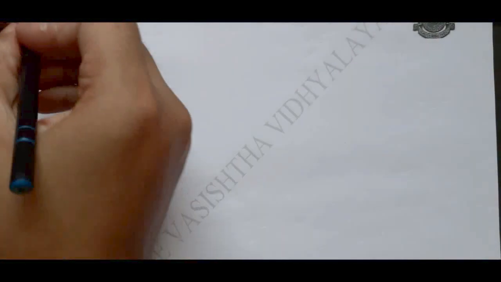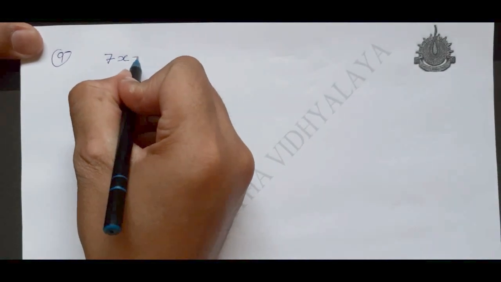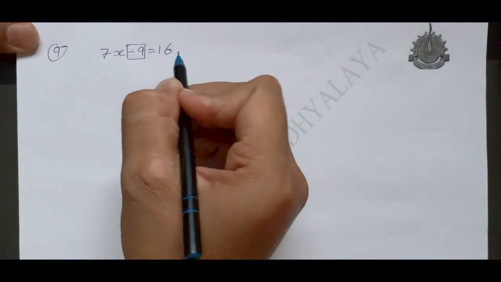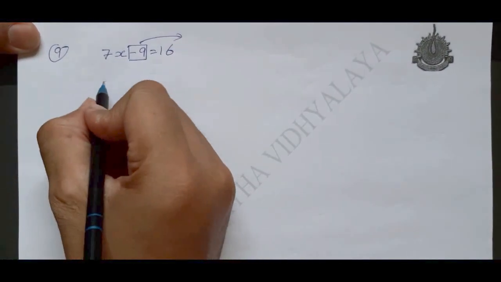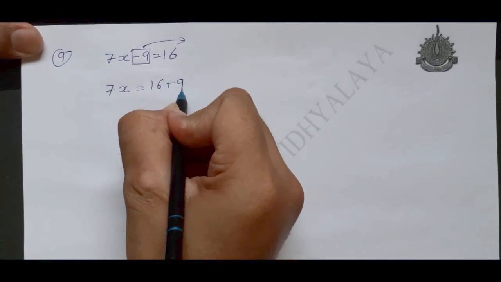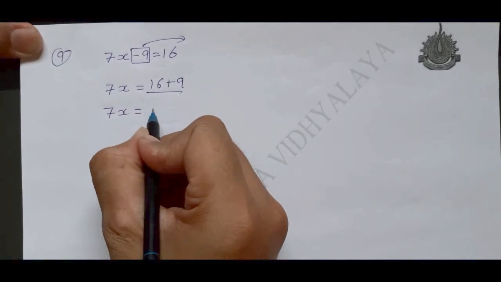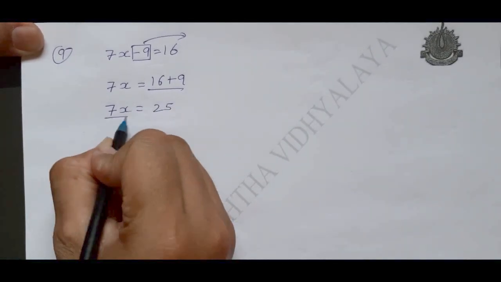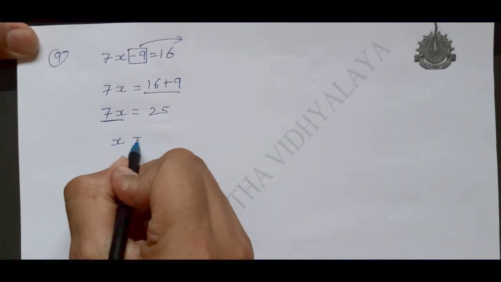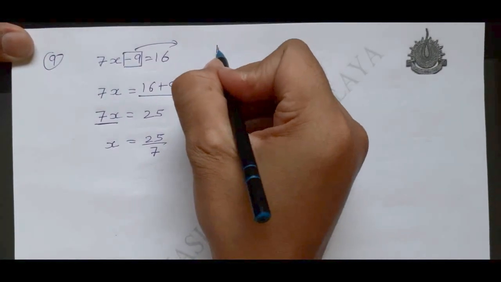Similarly, the next question was the ninth one, that was 7x minus 9 is equal to 16. Now here it is minus 9, so we'll transpose it to the RHS side, so it will be 7x is equal to 16 plus 9. After adding 16 and 9, we will get the answer 25. Now here 7 and x have a relation of multiplication, so 7 will move to divide, so it will be 25 upon 7.